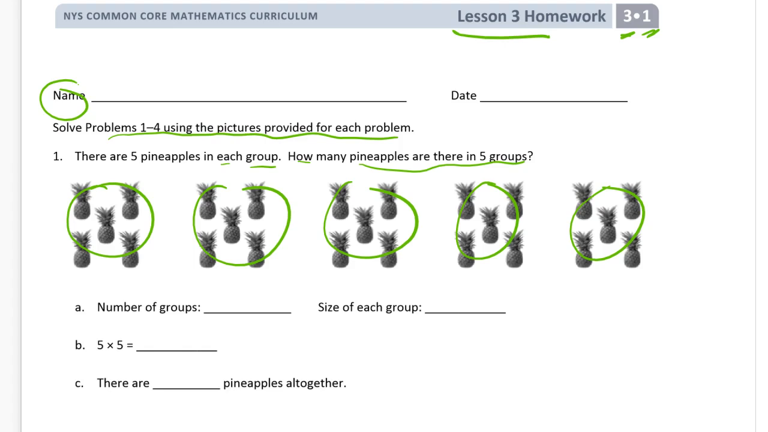So how many number of groups? There's 1, 2, 3, 4, 5 groups. The size of each group is 5. That's 5 times 5. And we could just count them all if you had to, or count them by 5s. 5, 10, 15, 20, 25. There are 25 pineapples altogether.